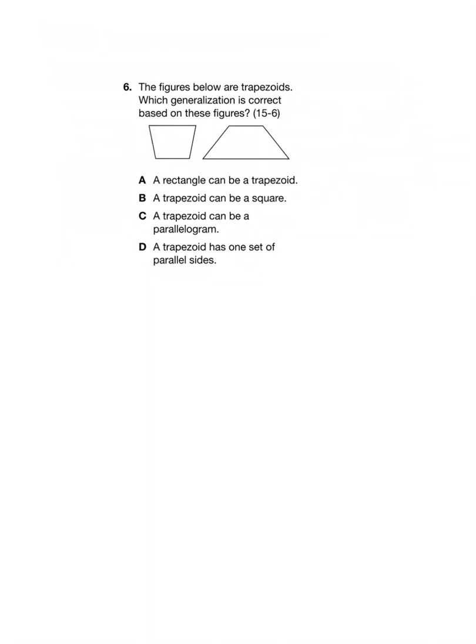Okay, let's look at question 6. The figures below are trapezoids. So they tell us that they are trapezoids. We don't have to figure that out. They just inform us that they are, in fact, trapezoids. Which generalization is correct based on these figures?